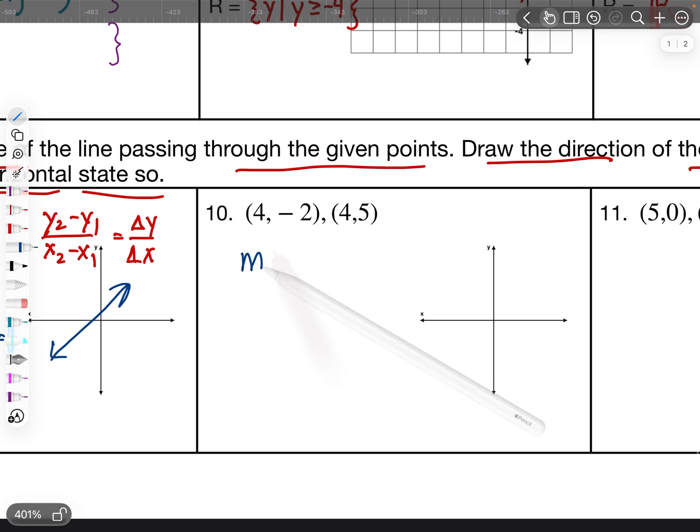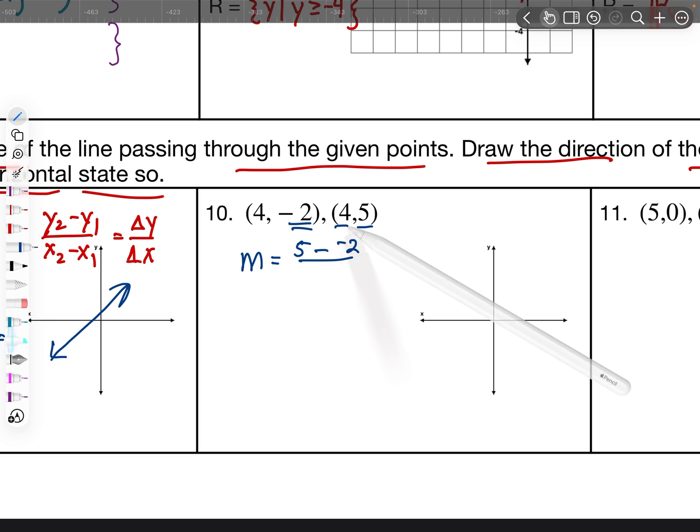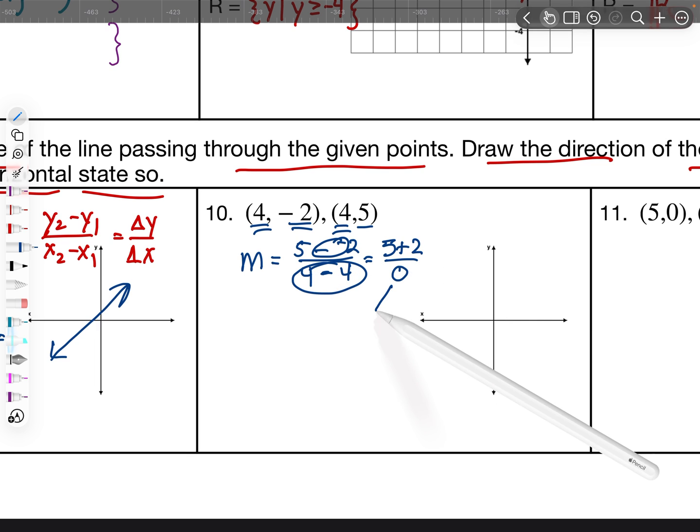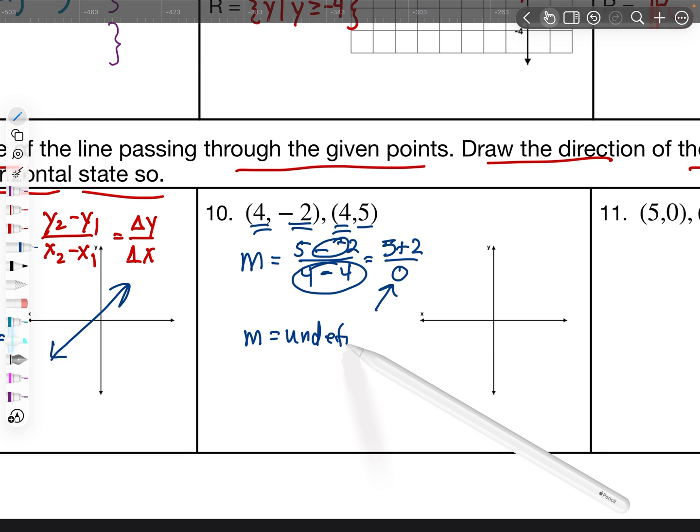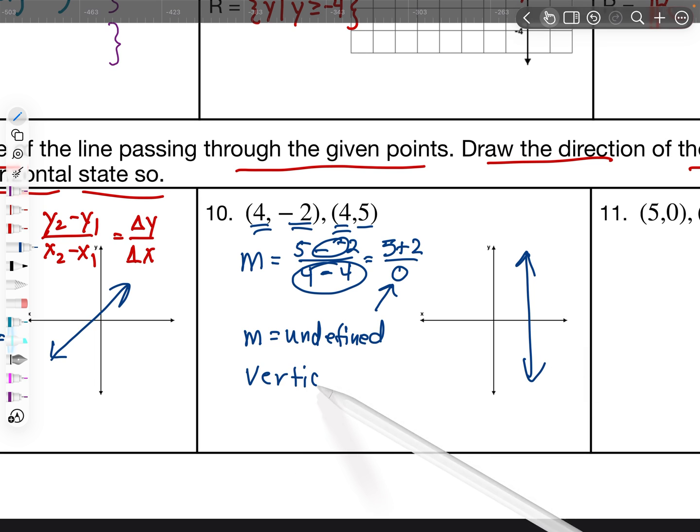Next one, slope. I'm not going to write them down now in x1, y1, x2, y2. I'm just going to go 5 minus -2 over 4 minus 4. I get double negatives there, so that's 5 plus 2. 4 minus 4 is 0. Cannot divide by 0. That slope is undefined. I know this is a vertical line. Vertical line. I got to state that because it said to.